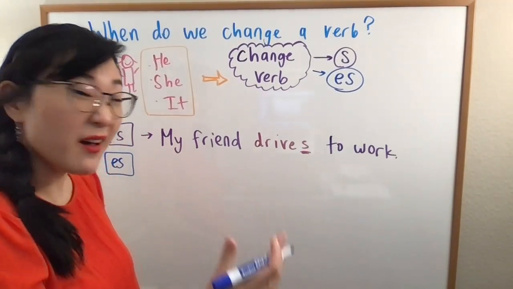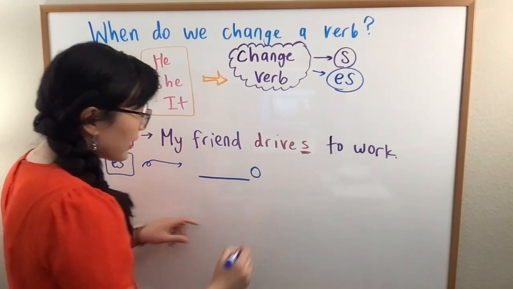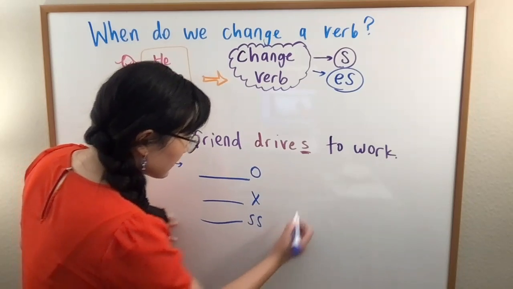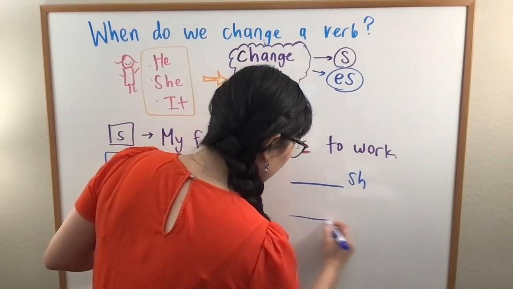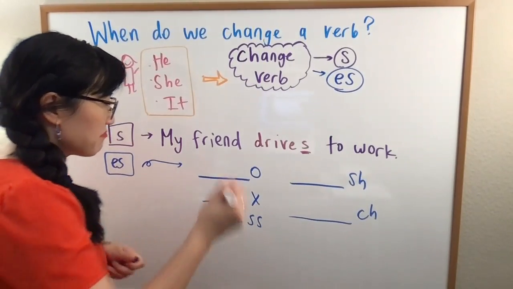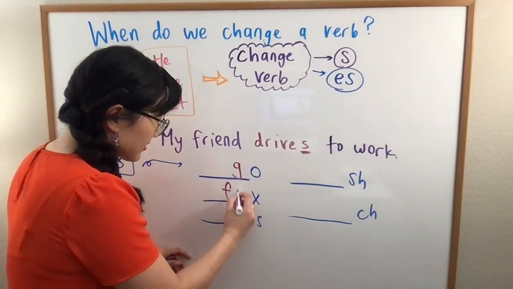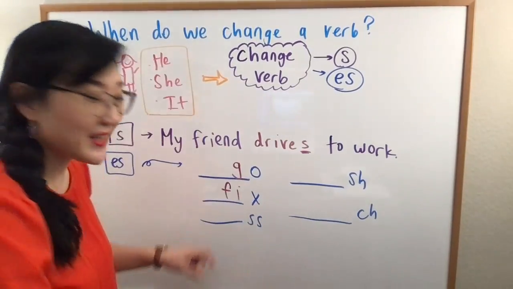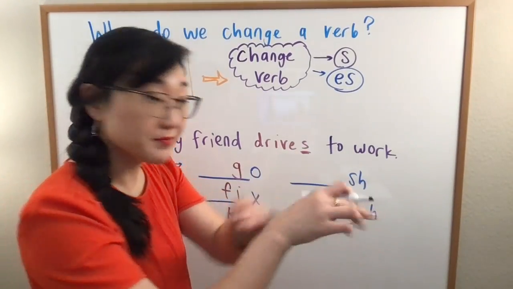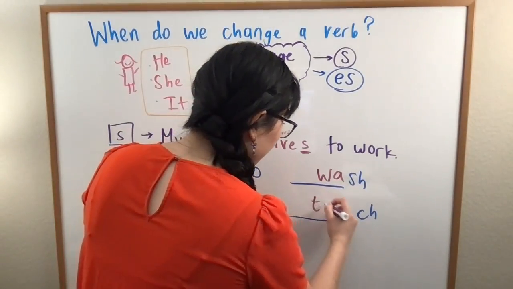For ES endings, it's difficult because we need to memorize verbs with a special ending. For example, O, X, SS, SH, and CH. So, if I say go, fix, kiss, wash, teach.